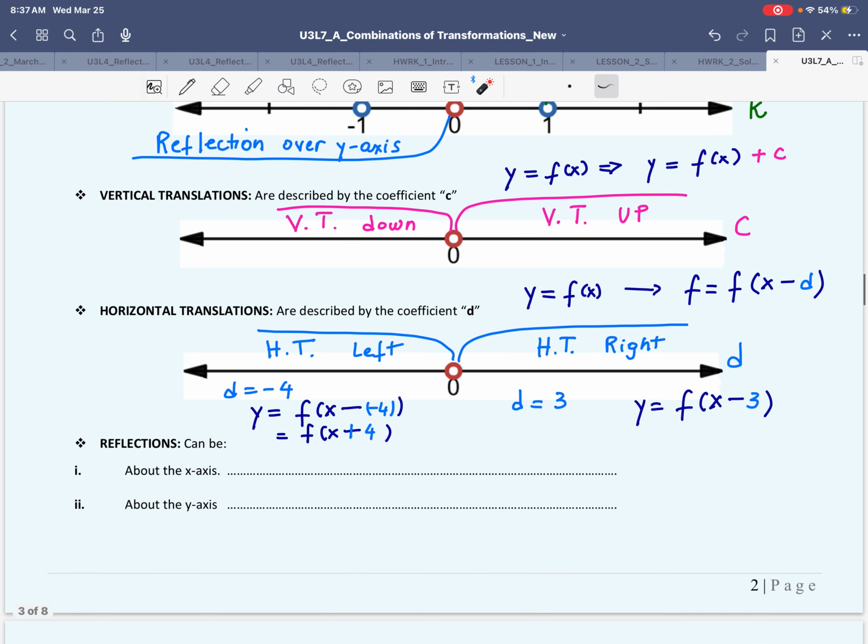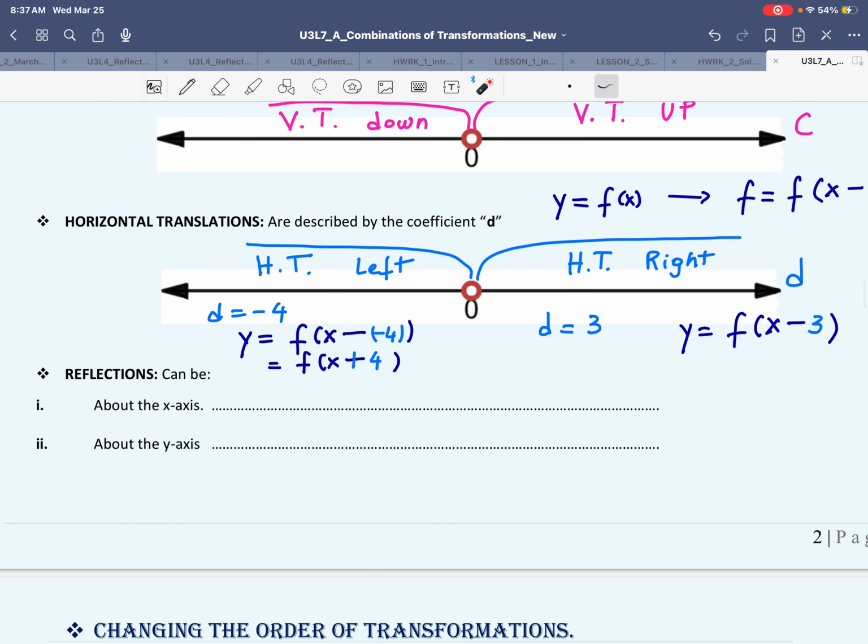Now lastly, we had the reflections, which we kind of mentioned in here. So reflections can happen over the x-axis, and when that happens, the parent function y equals f of x is changed to become, remember, reflection over the x-axis will take the y values to the other side of the x-axis, so it will change the y values. That's why we have negative f of x.